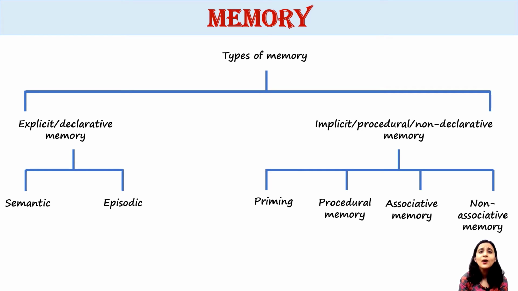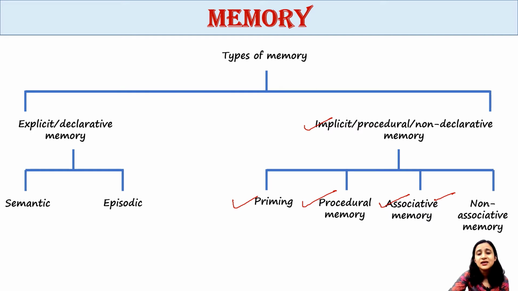Now let's talk about the types of implicit memory. So implicit memory is further divided into 4 types. These are priming, procedural memory, associative memory, and non-associative memory. So this is of 4 types. Now I will talk about one by one.